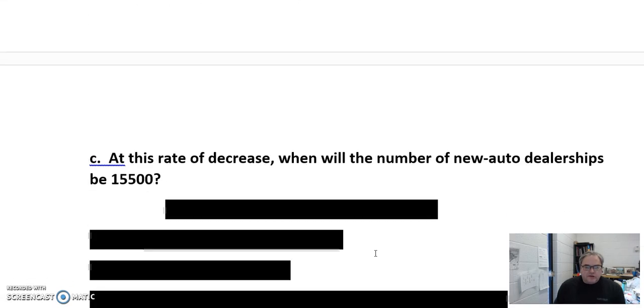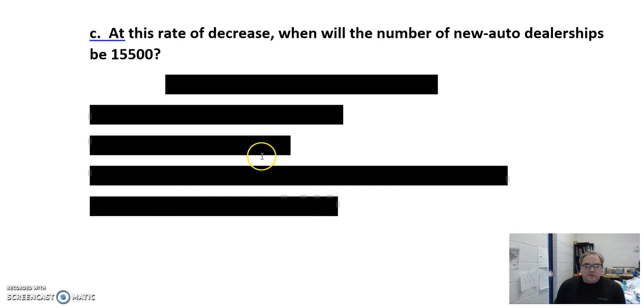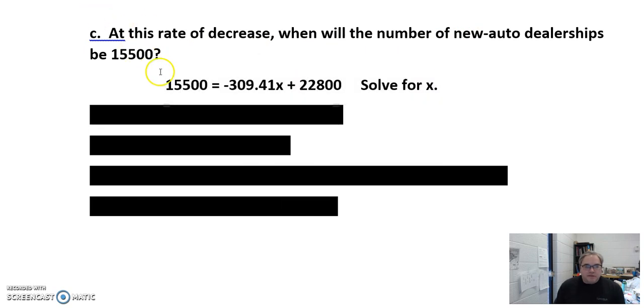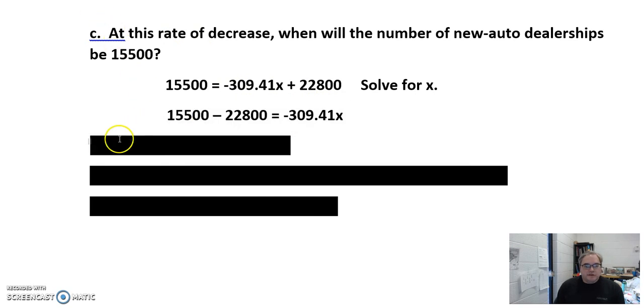Go down to the next page, part C. At this rate of decrease, when will the number of new auto dealerships reach 15,500? We have to think about what this means. It means we're going to replace the d of x with 15,500, set it equal to my model, and now solve for x. What would you do first here to get x by itself? Hopefully you're thinking subtract 22,800, and then simplify.